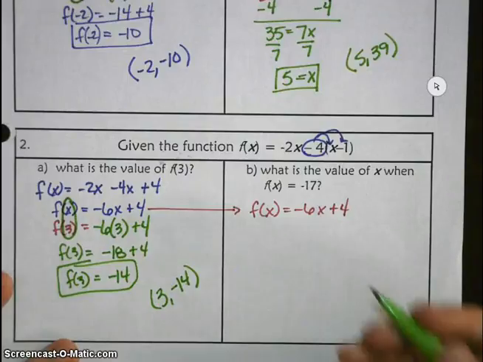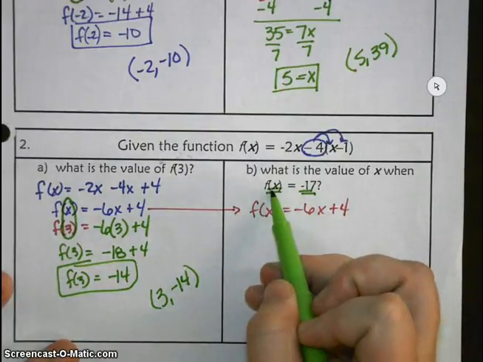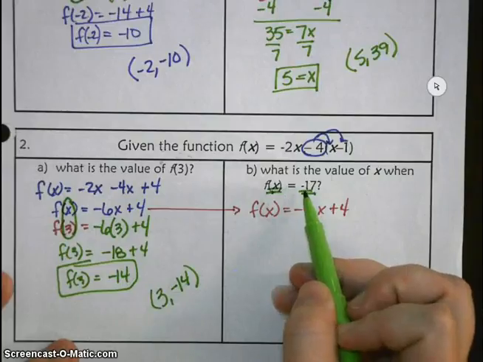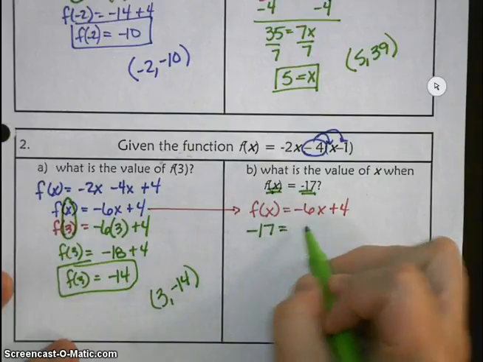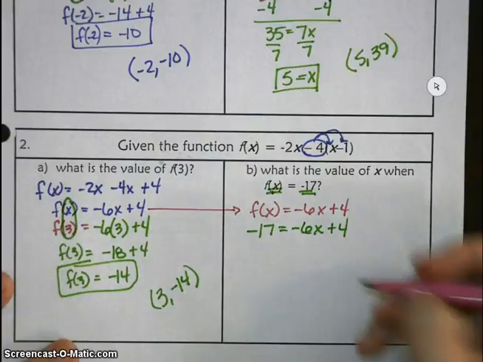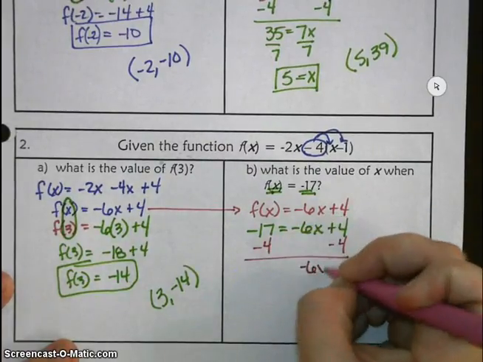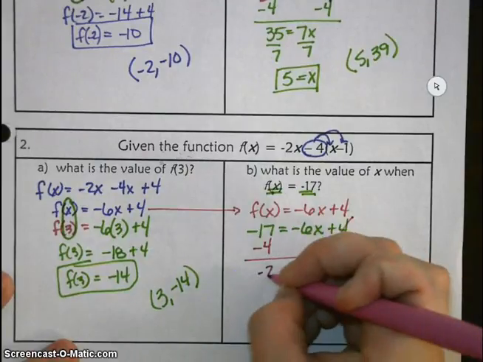This time they're saying f of x equals negative 17. So wherever I see f of x, I'm going to replace it with negative 17. So negative 17 equals negative 6x plus 4. Then I go about solving. Minus 4, minus 4. So negative 6x equals negative 21.